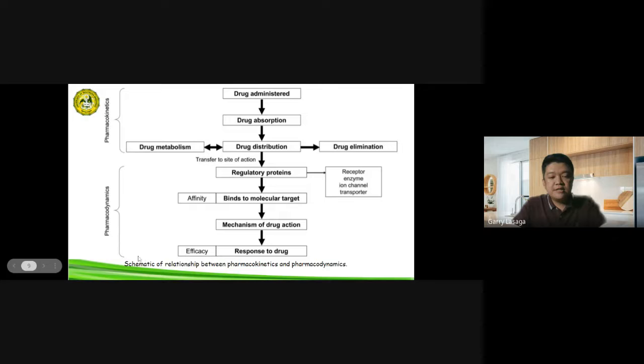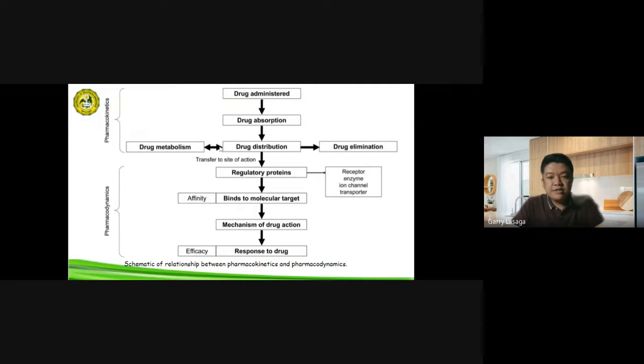And this schematic diagram will illustrate the relationship between PK and PD. Of course, we start with the administration of the drug. The drug administration can either be oral or parenteral. After the drug administration, the drug would undergo absorption, distribution, metabolism. Then after metabolism, it can undergo elimination.